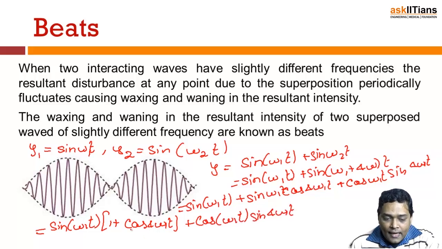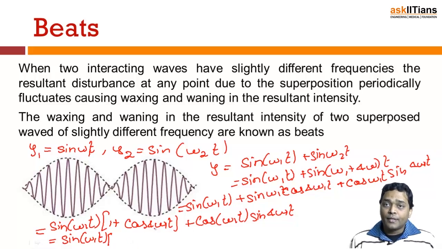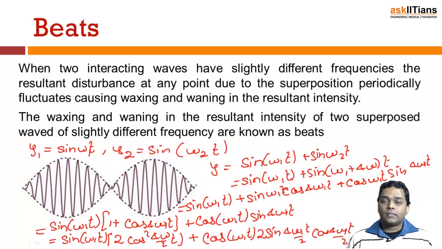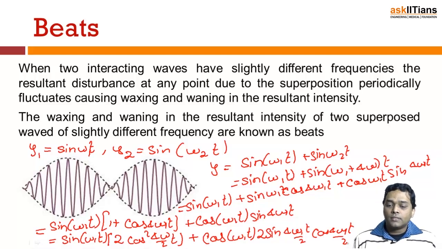So this can further be simplified, and you can write this as sine of omega 1t, and here 1 plus cos can be written simply as twice cos square of delta omega divided by 2 into t. And similarly, this can be written as cos of omega 1t times twice sine of delta omega 1 divided by 2t cos delta omega 1 divided by 2t. So this factor that you can see results in what is known as the formation of beats.